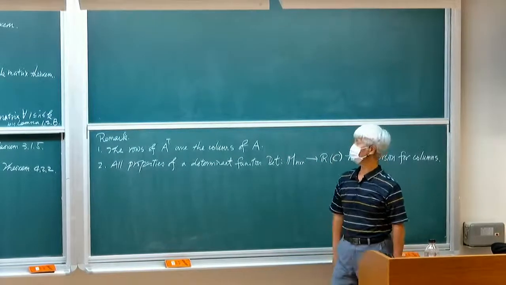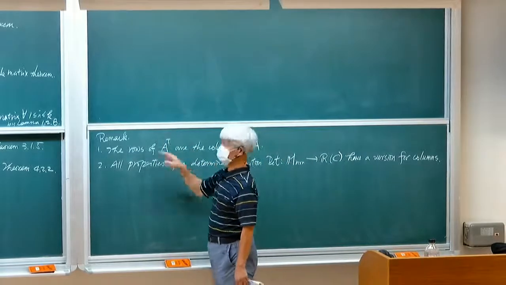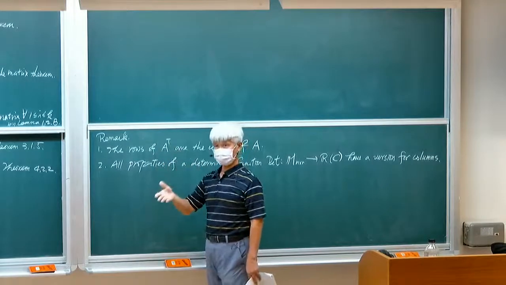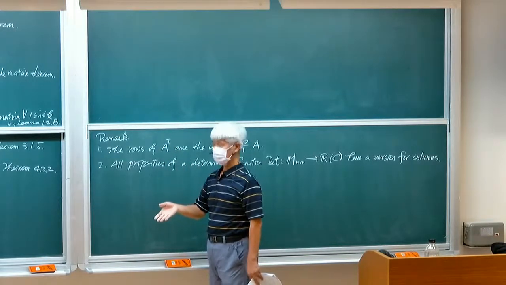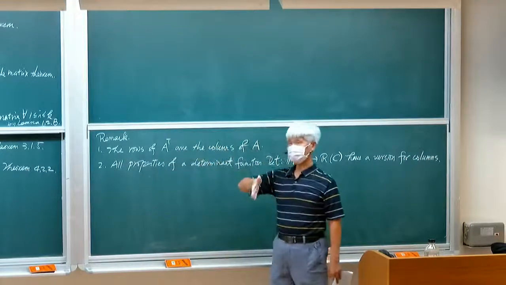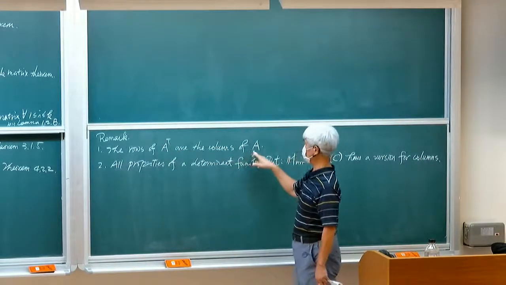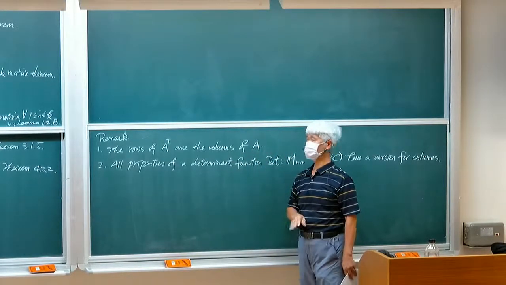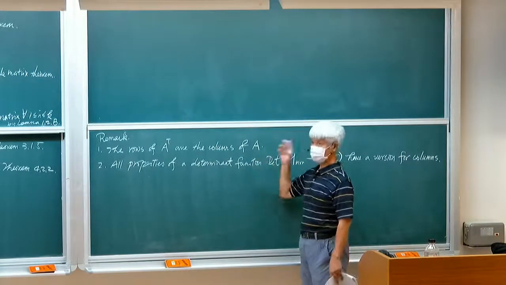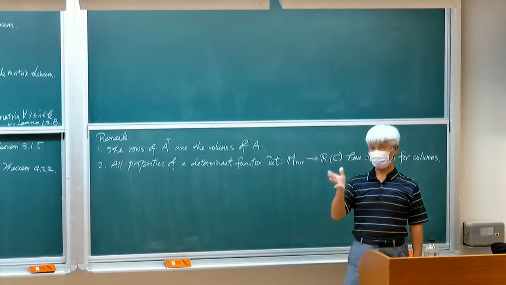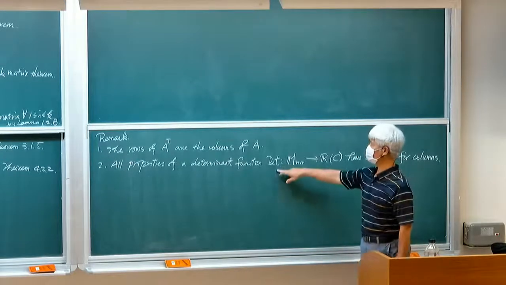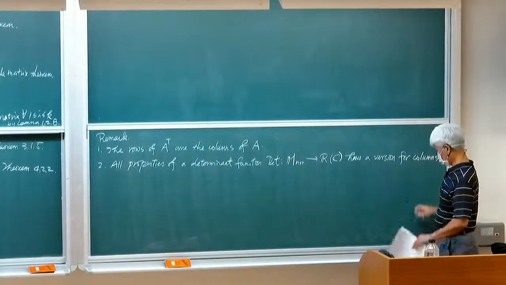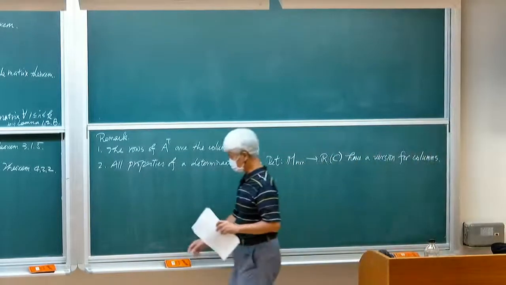For axiom number 3, if you have a row multiplied by a constant alpha, then the determinant will be multiplied by alpha too. But if you multiply a row in A transpose, it's the same as if you multiply a column of A by alpha. So when you multiply a column of A by alpha, then the determinant value will be multiplied by alpha too. So this is saying that all properties of the determinant function have a version for columns. And similarly for linearity.